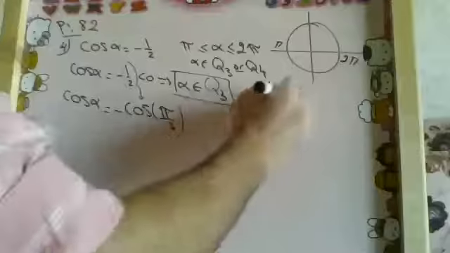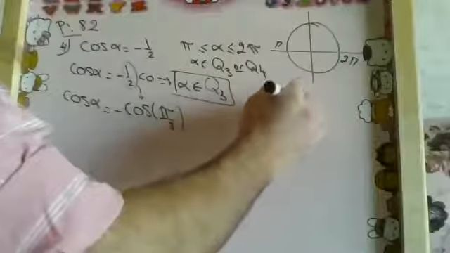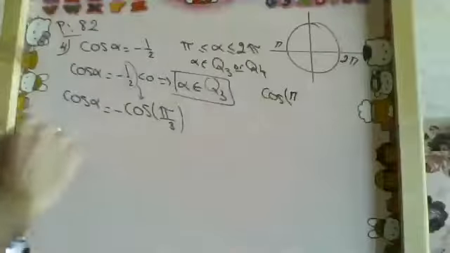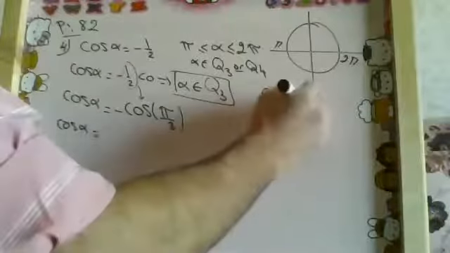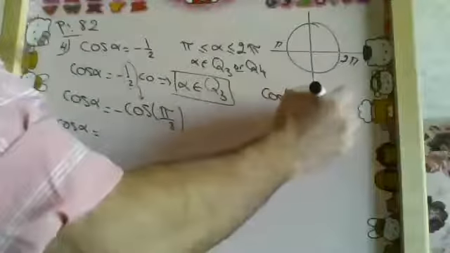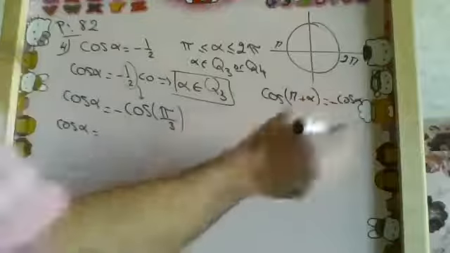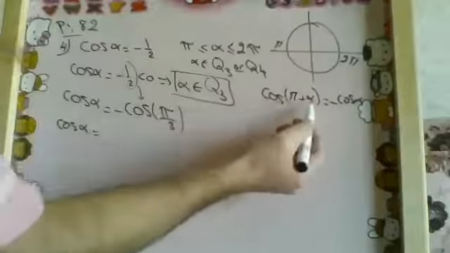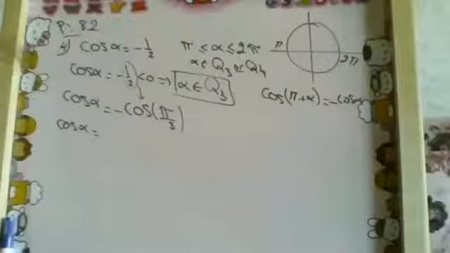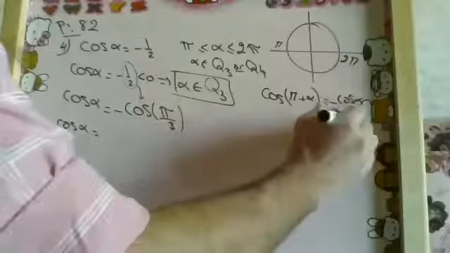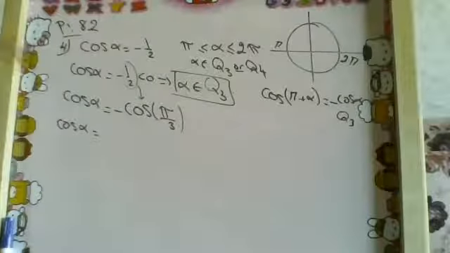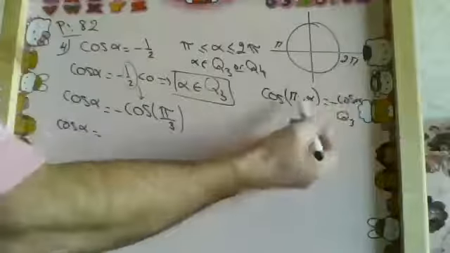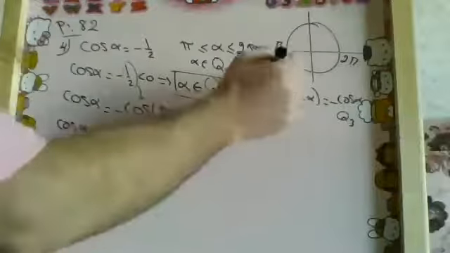In quadrant 3, what is the rule? Which rule do we apply? In quadrant 3, cosine of pi plus alpha is negative cosine alpha. This is the rule we are going to apply. If alpha is in quadrant 1, then pi plus alpha will be in quadrant 3.